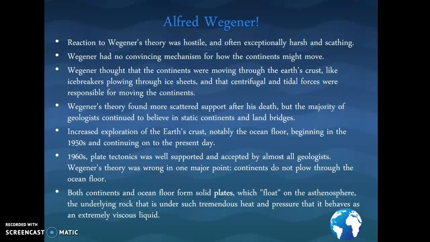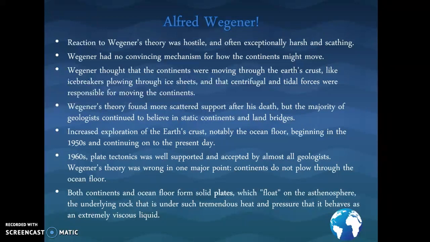So even though Wegener had things to support his theory, reaction to his theory was hostile and often exceptionally harsh and scathing. Because even though he had all of this evidence, he didn't have any mechanism for how these continents might move. So he thought that the continents were moving through the Earth's crust like icebreakers, plowing through ice sheets, and that there were some centrifugal and tidal forces moving the continents.